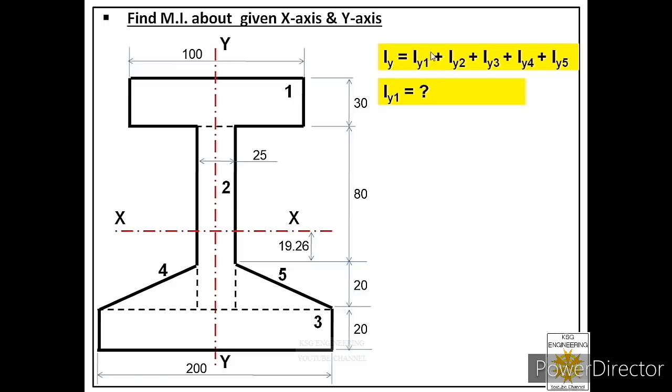It means the very first step is that we have to find Iy1 first. So let us start with Iy1. In order to find Iy1, again we have to find the area A1, that is equal to 100 into 30. So the next step is to locate the center of area A1. We know it is at L by 2 and B by 2, that we have seen in the calculations of Ix1.